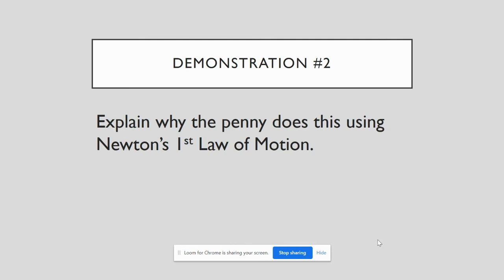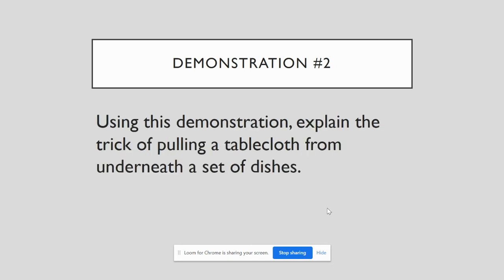Now, it can't stay vertically where it was because of gravity, but horizontally it stayed where it was. And then when the note card's no longer there, gravity takes over and it falls down, but it fell down directly below where it had started. The penny was an object at rest, so it wanted to stay at rest. So it stayed right above the lid or the top of that cup, and then eventually fell into it.